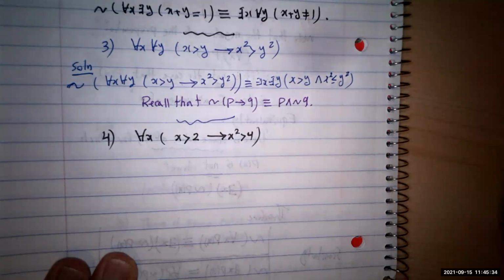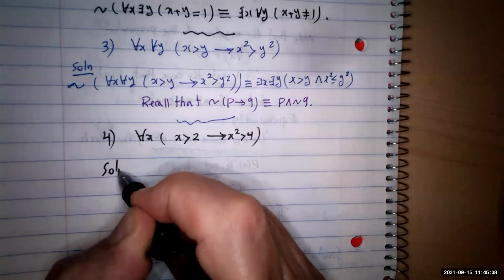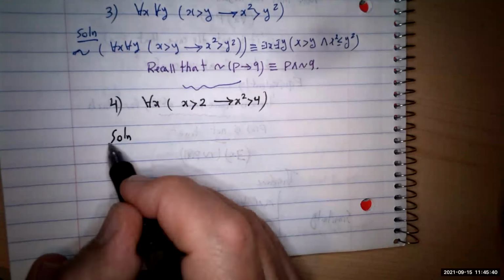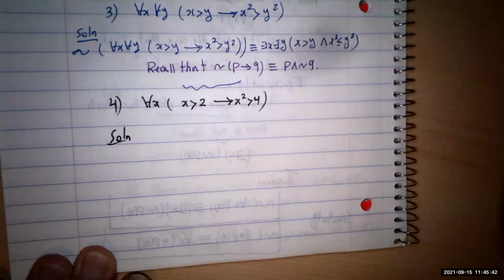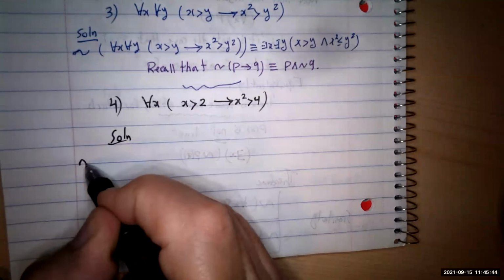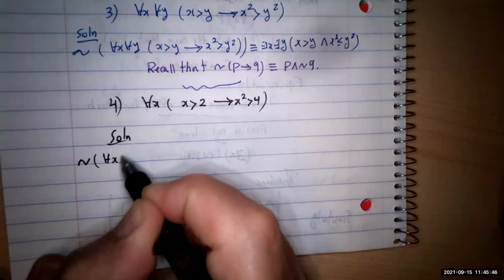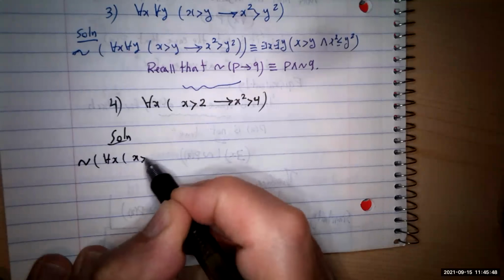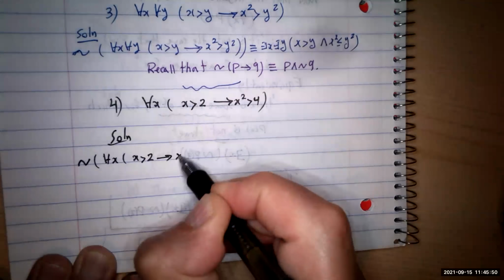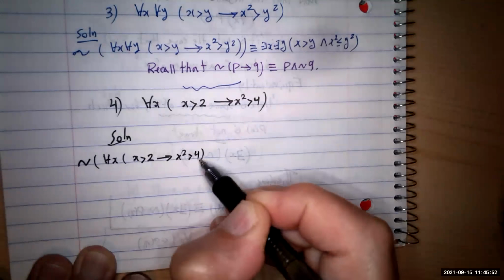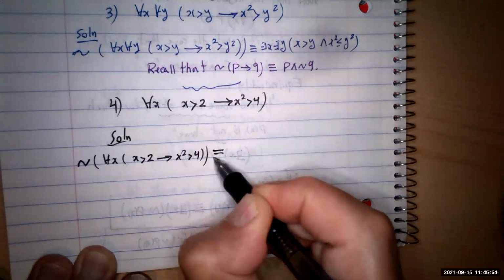So the negation is going to be, there you are, solution. Again, you start with the question and you have to write the negation for us to see. You want to find the negation of for all x, if x is greater than 2, then x squared is greater than 4. Equivalent to, so what's going to be the result?